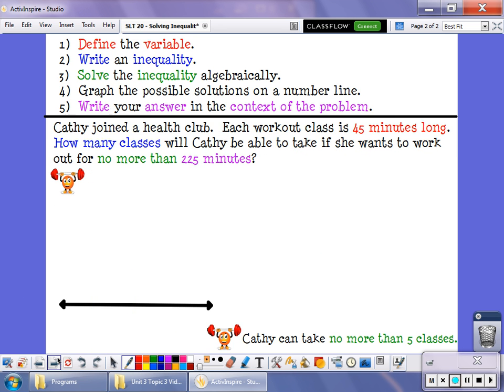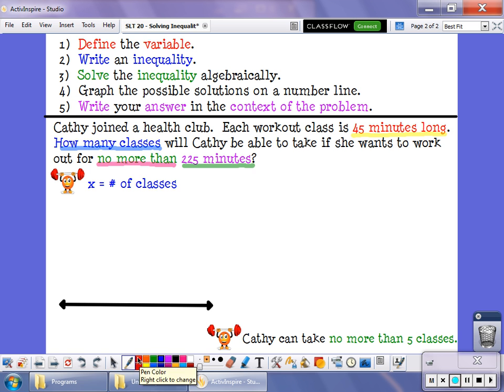Now let's look at one more problem here. In this situation, Kathy joined a health club. Each workout class is 45 minutes long. How many classes will Kathy be able to take if she wants to work out for no more than 225 minutes? Okay, so again, I'm trying to figure out how many classes Kathy can take. So that's my variable. X is the number of classes that Kathy can take.